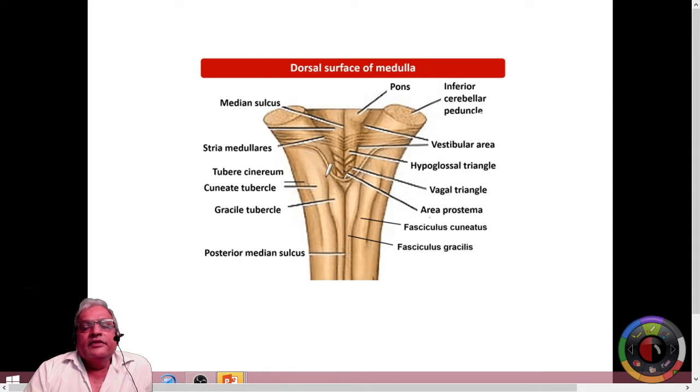And then, since you don't see the pons here, we cannot make out the actual demarcation, unless you know exactly where the pons stops. Here you can see the vagal triangle, the hypoglossal triangle, and the vestibular area. All these belong to the medulla, whereas these pontine nuclei that you see here are at the level of the demarcation between the medulla and the pons, right? Okay, so we'll look at the anterior aspect now.